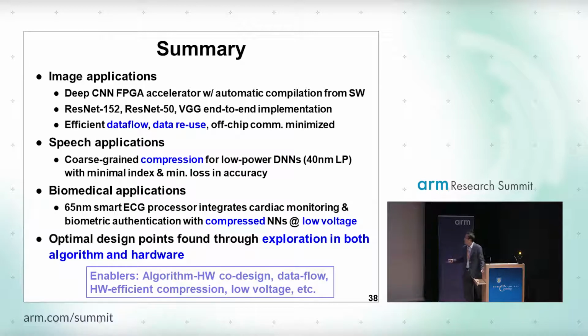Just reminding you that in the first couple of slides, I talked about the enablers for efficient hardware for deep learning, which could come from algorithm hardware co-design, data flow, compression, and low voltage. These have been scattered and employed in different aspects in the image, speech, and biomedical applications. Overall, the optimal design points now have to be found through exploration in both algorithm and hardware.